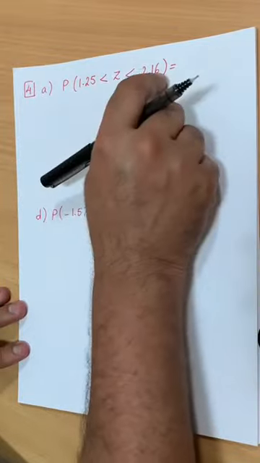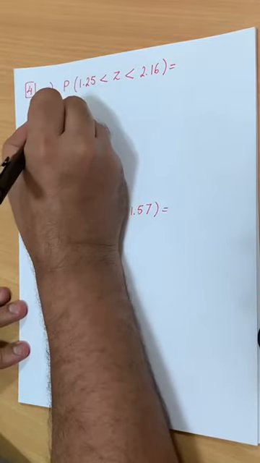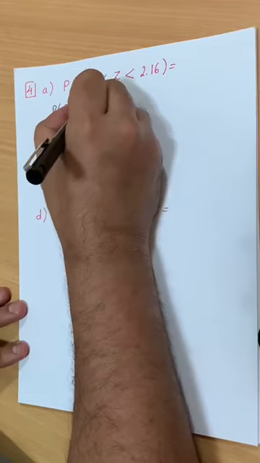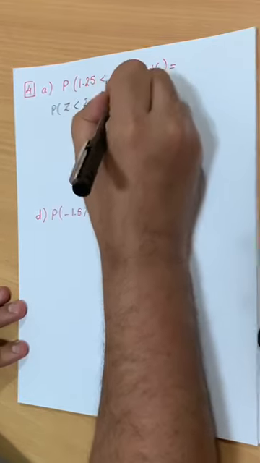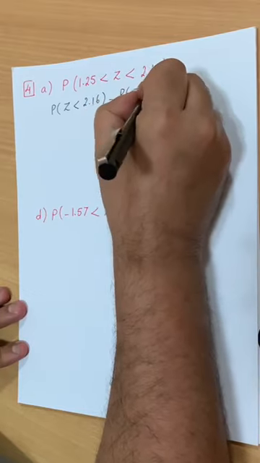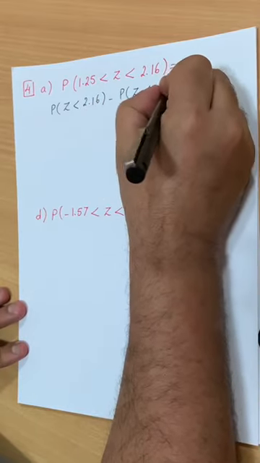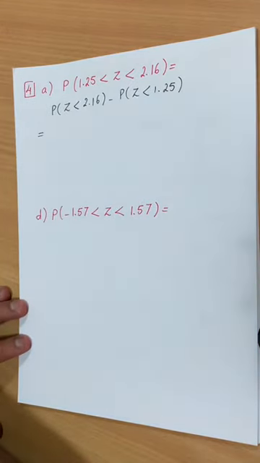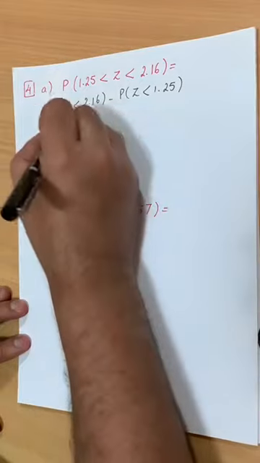In this question, we're supposed to do the same thing that we did before, area enclosed between two values. So 2.16 is more than 1.25. So it's equal to probability of z less than 2.16 minus z less than 1.25. 2.16 from the table is 0.9846.